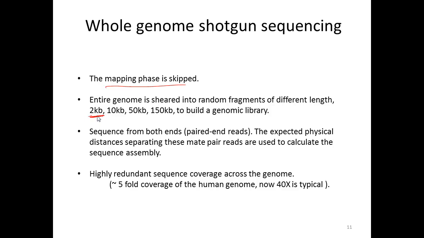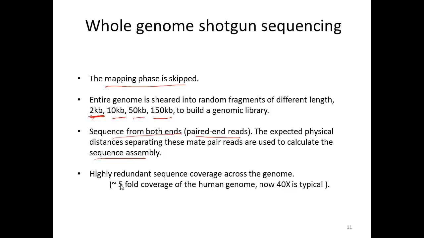They had most of the sequences, probably about 70% of the sequences, were 2 kilobases long. But there were also 10 kilobases, 50 kilobases, and a few very large inserts of 150 kilobases, building the genomic library. A second thing that they did is they sequenced these inserts from both ends, and we'll see what that means. These were called paired end reads. And the distance between the two ends is a critical piece of information used to calculate the sequence assembly.